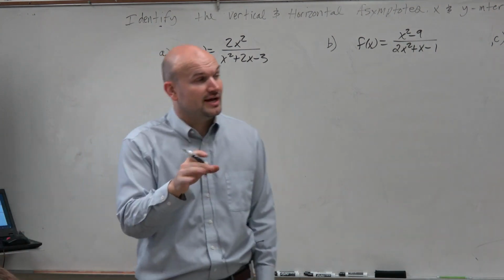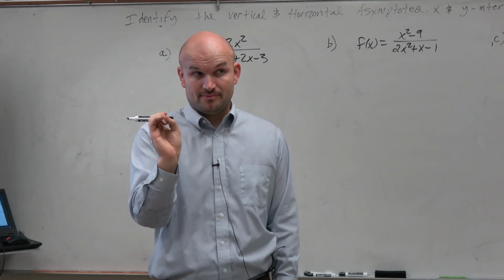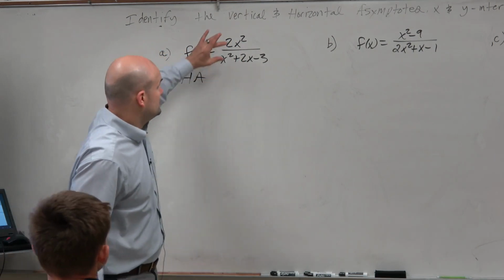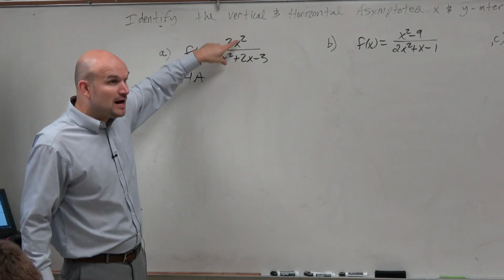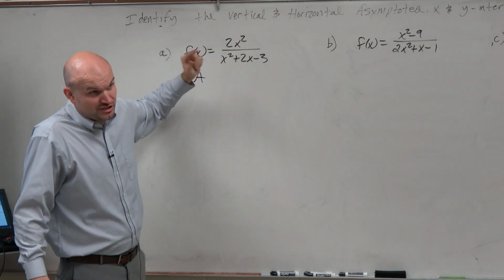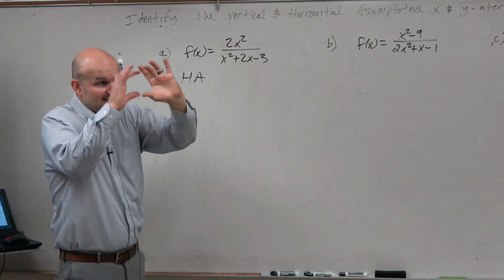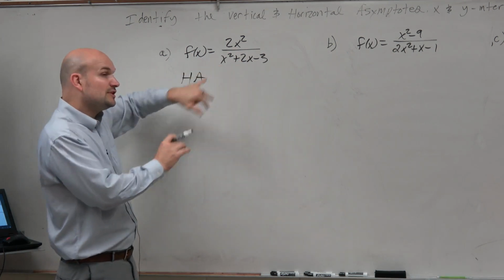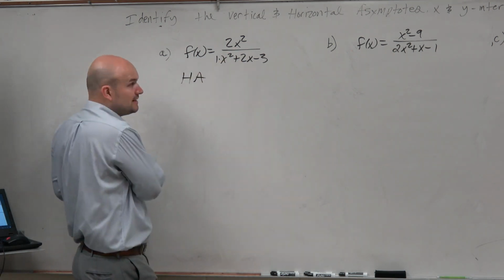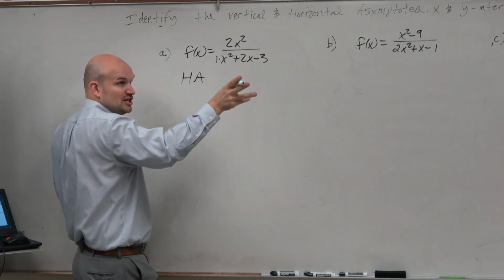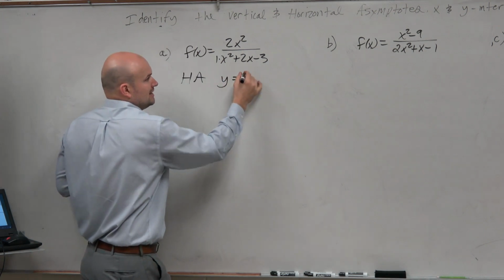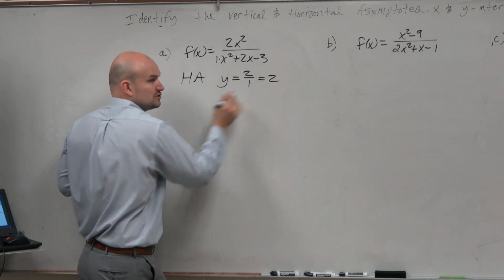So the first thing we want to look at is the horizontal asymptote, right? And again, by the horizontal asymptote test, we see the highest power in the numerator, which is the degree, is the same as the highest power in the denominator. So since they're equal, we look at their leading coefficients. I don't have a leading coefficient here, so it's a 1. So my horizontal asymptote is the ratio of my leading coefficients. Y equals 2 over 1, which is just equal to 2.